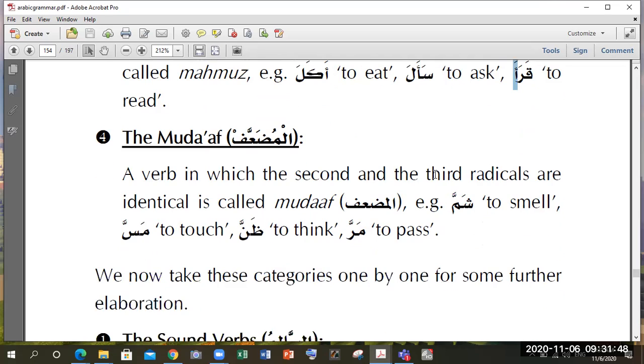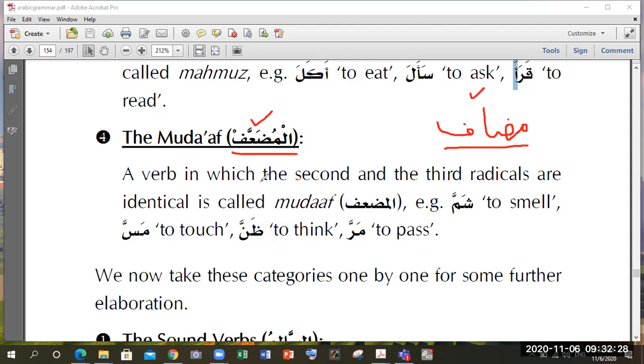Fourth and last category, muda'af. Where did we learn mudaf? Mudaf and mudaf ilay. No, that is mudaf written in this way, and this is muda'af. Look at that, the writing is different. So when we say mudaf and mudaf ilay, this is mudaf, and this is muda'af.